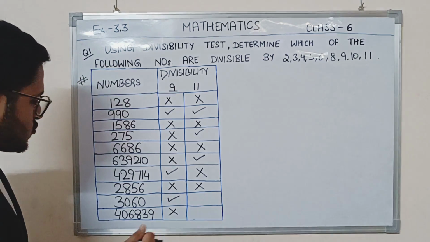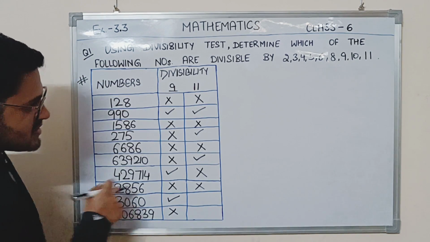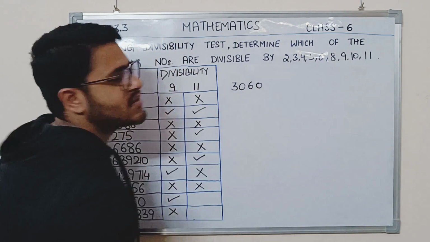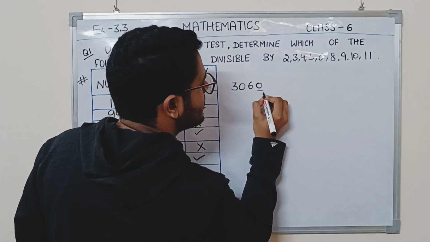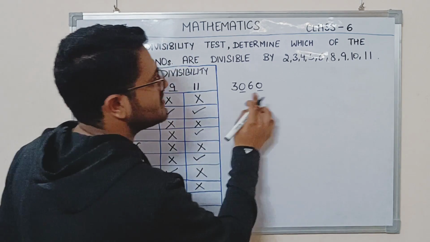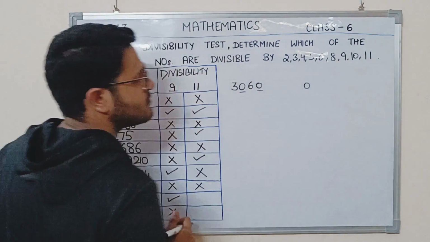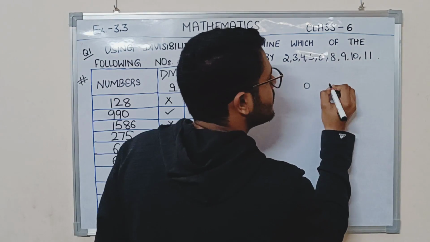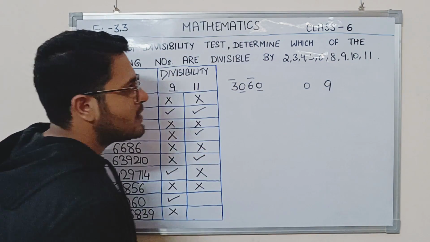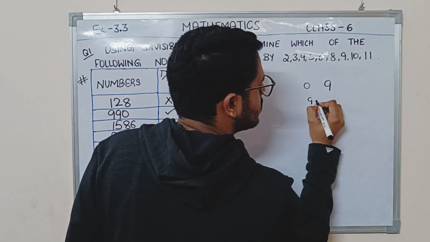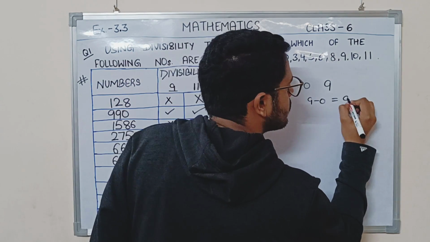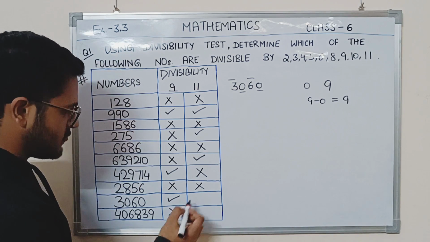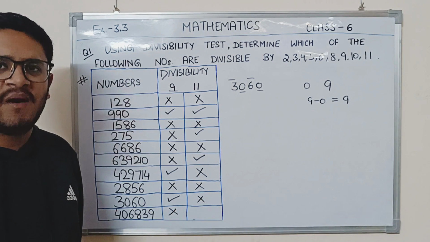Now quickly cover the last two examples. The second last is 3060. Okay. So add the digits at odd places. It will be 0 plus 0 is 0. So the remaining digits are 3 plus 6. 3 plus 6 will be 9, right? So we will do 9 minus 0, which is 9. So is 9 divisible by 11? No. Therefore this number is not divisible by 11.